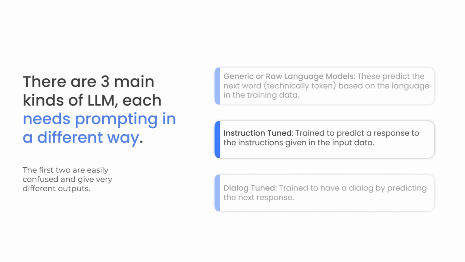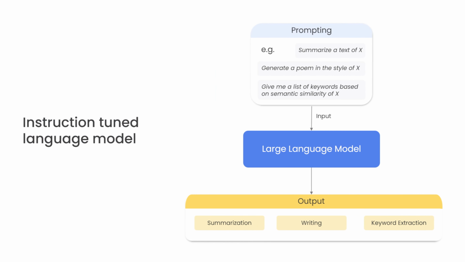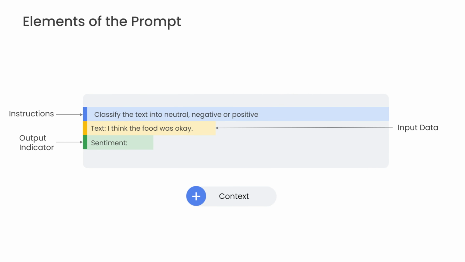In instruction tuned models, the model is trained to predict a response to the instructions given in the input. For example, summarize a text of X. Generate a poem in the style of X. Give me a list of keywords based on semantic similarity for X. And in this example, classify the text into neutral, negative, or positive.